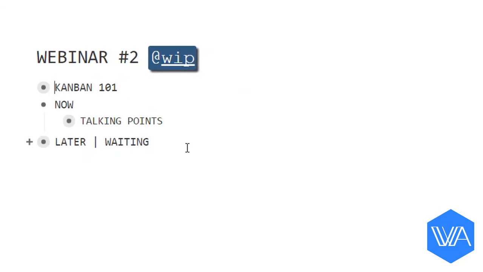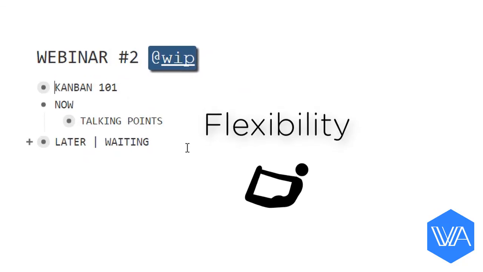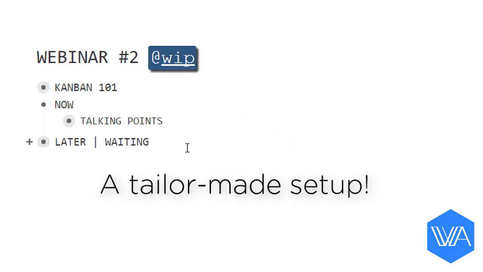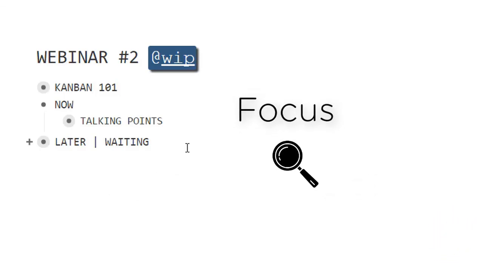The great thing about Kanban is its flexibility. Now you can call your stages anything you want, as long as they get the job done. You can put your stages into any order you want, just as long as you find a way to focus on what needs doing right now.